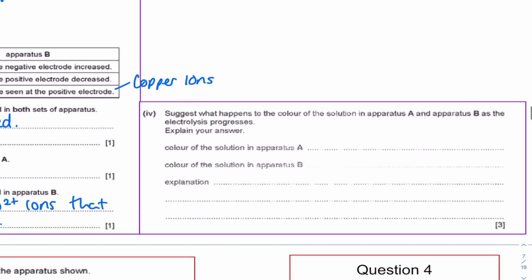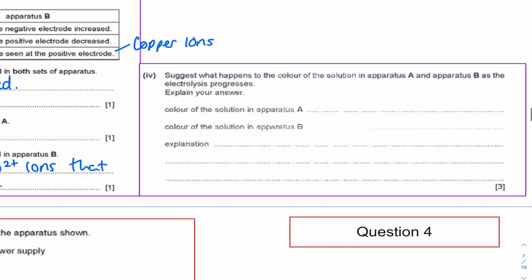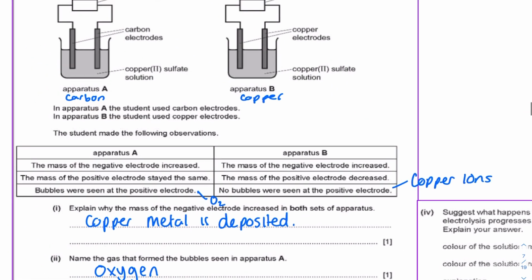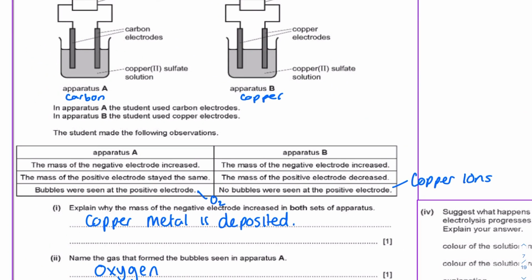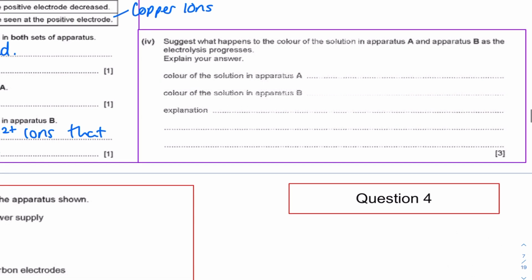Okay, so now we can go across and have a look at part 4 here. Suggest what happens to the colour of the solution in apparatus A and apparatus B as the electrolysis progresses. Well, in apparatus A, we've got inert electrodes. So with inert electrodes, you don't replace the copper ions. So the colour is going to fade. And in apparatus B, the colour will remain because we keep putting copper ions back in. So let's go and write that up.